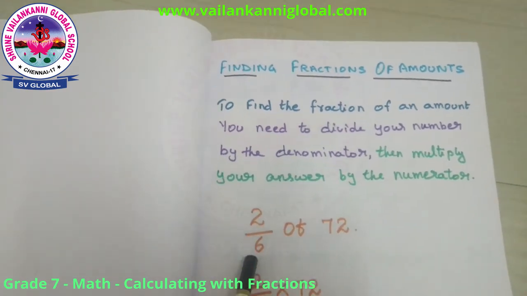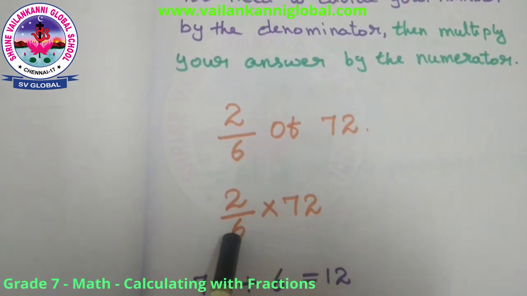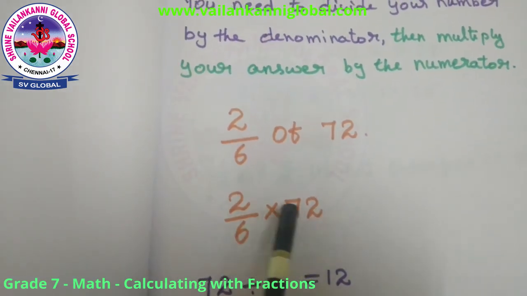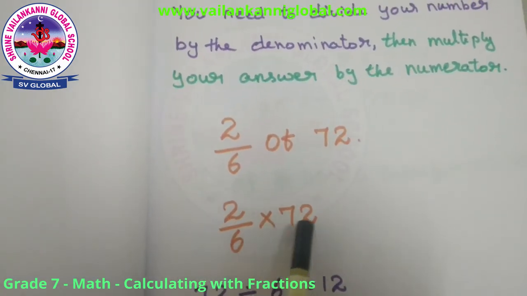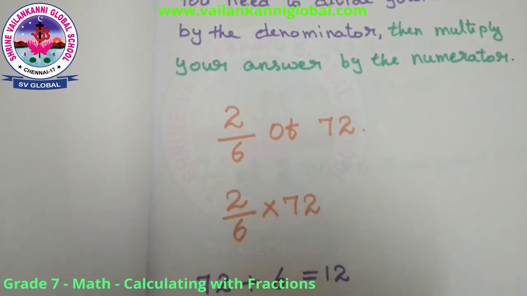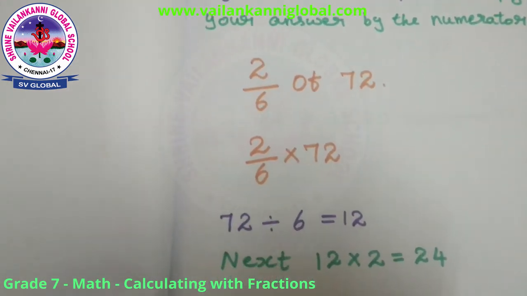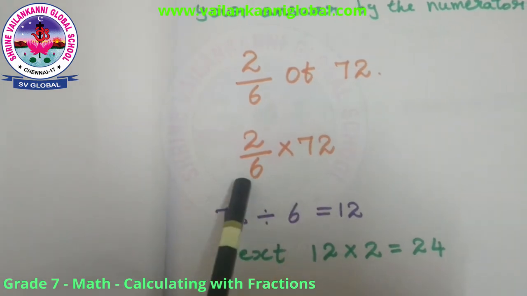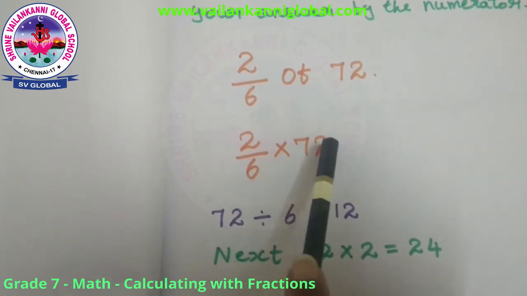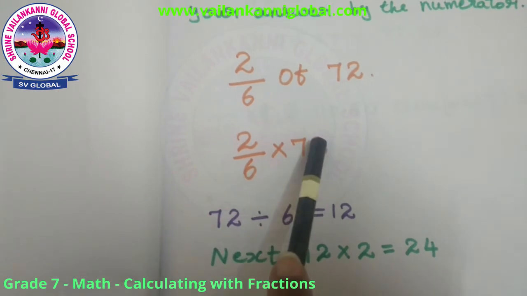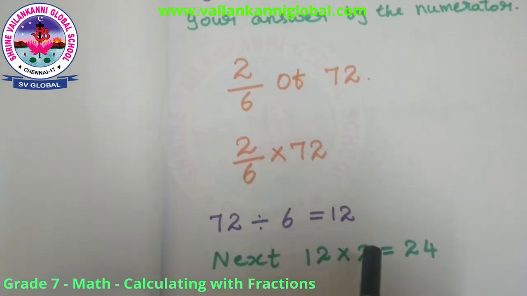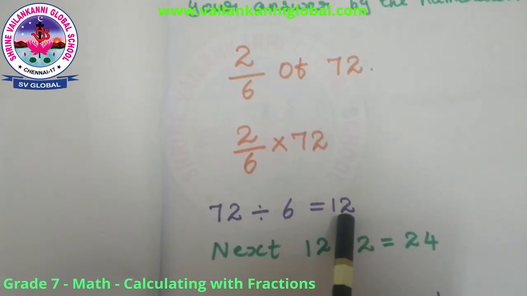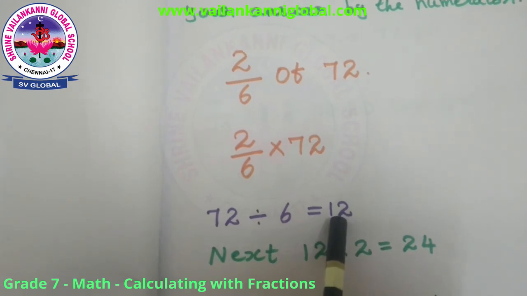See, 2 by 6 of 72, that we can write as 2 by 6 into 72. Here 72 is in the numerator and 6 is in the denominator, so you should divide it. 72 divided by 6, you are getting 12. So we are getting the answer as 12.